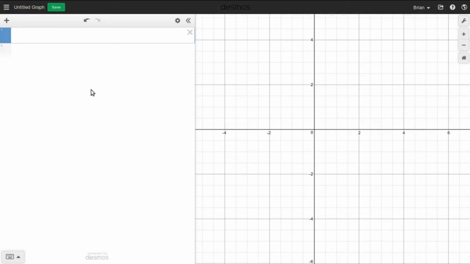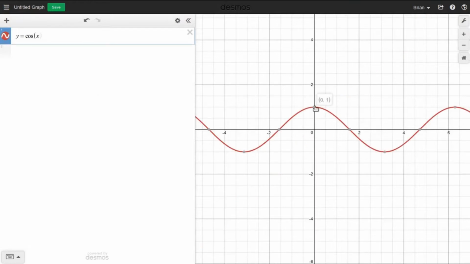Here we are in Desmos, and let's take a look at a function. y equals cosine of x. This looks like we've seen many times before. The cosine function, we know this is a solution if we have a mass on a spring. This is a function we use all the time, but have you ever wondered how your calculator calculates it?